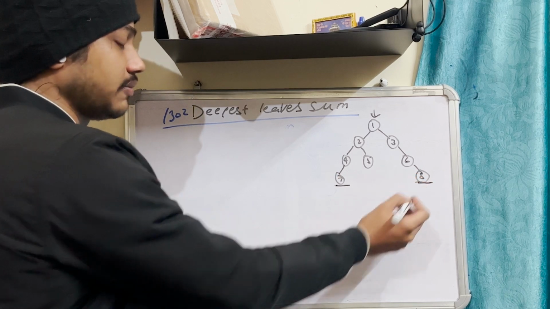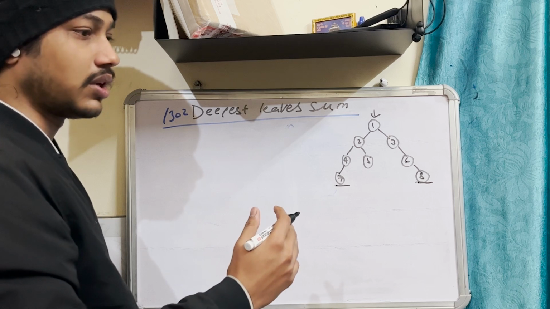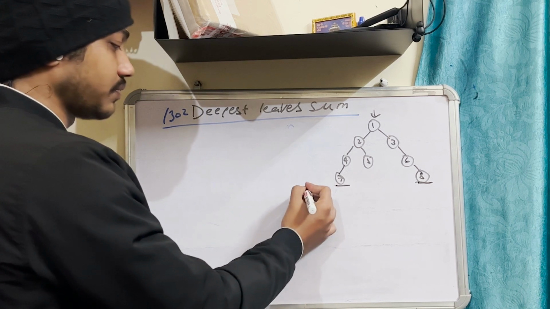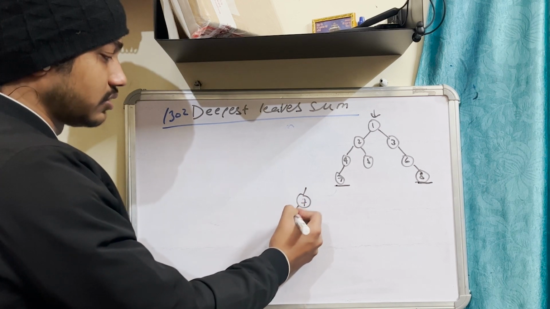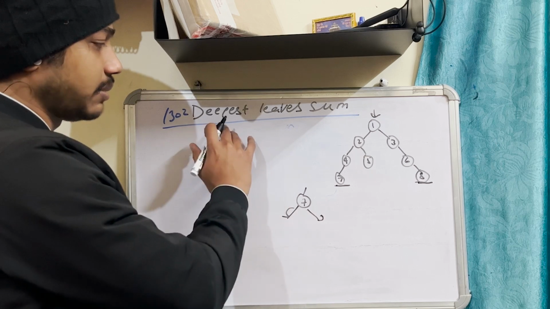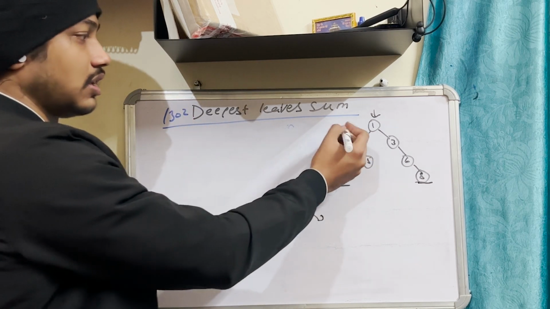If we look closely, there are three leaf nodes. So first let me tell what is a leaf node. A leaf node is a node which doesn't have any child. So it means its left is null and right is null. And deepest means the node which is at the deepest level or the last level.